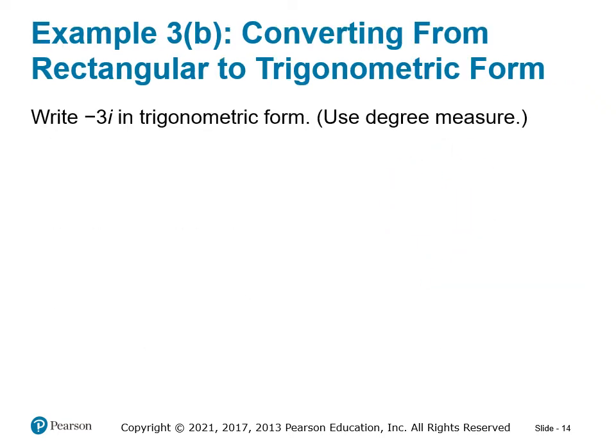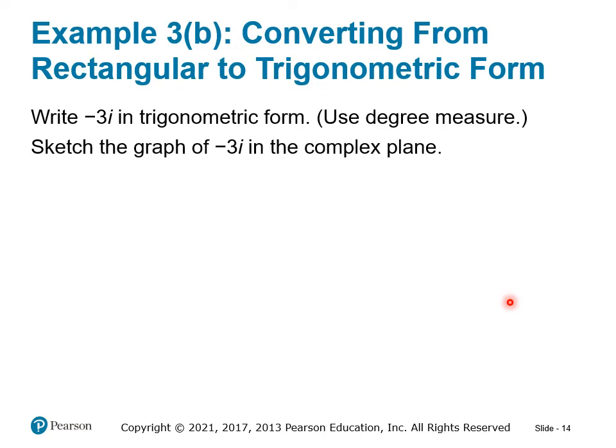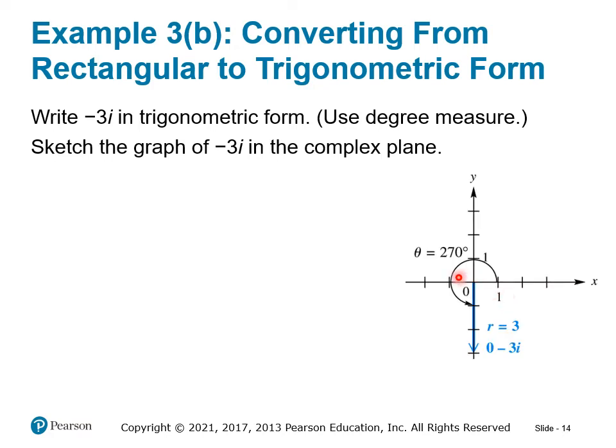Okay, write negative 3i in trigonometric form. The first thing, again, we want to graph this. Negative 3i is the same as 0 minus 3i in rectangular form. So when we sketch this, x is 0, y is negative 3. So we are on the y-axis. This is an easy angle to figure out when either the real part or the imaginary part of the complex number is 0. Then, of course, we're on one of the quadrantals, and we know what those measures are.